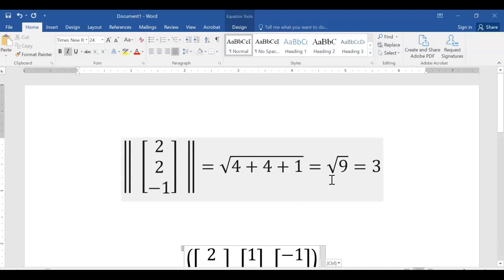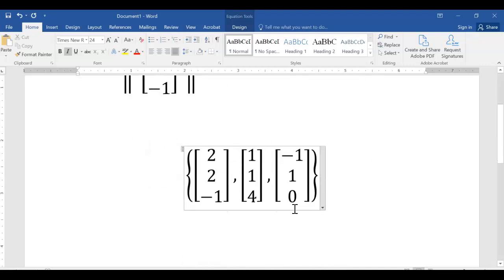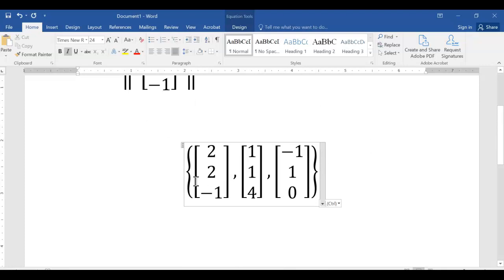Okay? So this set is not orthonormal because my vectors are not the correct size. They're not of length 1. By the way, you can check all these other vectors. None of these vectors are of length 1.